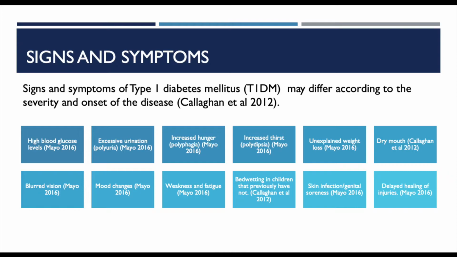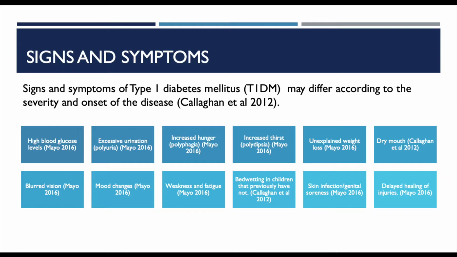They include excessive urination, increased hunger, increased thirst, unexplained weight loss, dry mouth, blurred vision, mood changes, weakness and fatigue, bedwetting in children that have not previously, skin infection/genital sores, slow healing of injuries, and glucose in the urine.